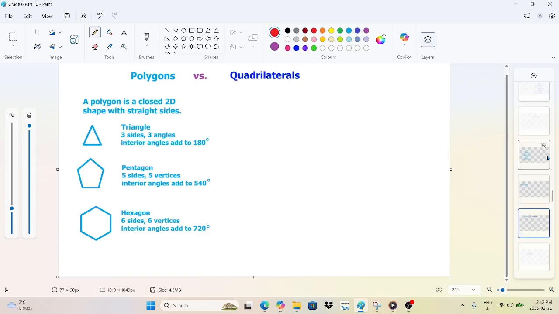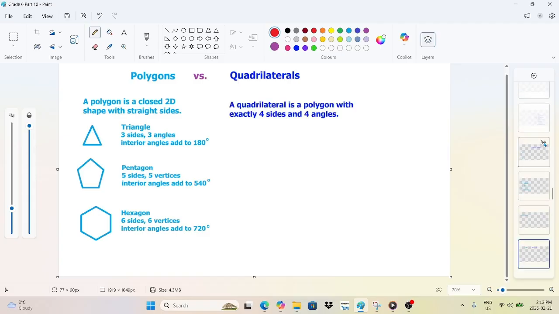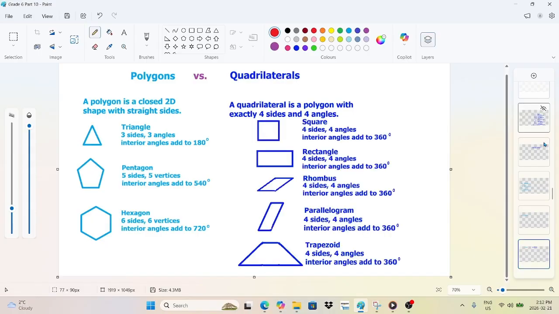So now let's take a look at quadrilaterals. A quadrilateral is a polygon with exactly four sides and four angles. And here are examples of quadrilaterals. A square has four sides, four angles, and the interior angles add to 360.